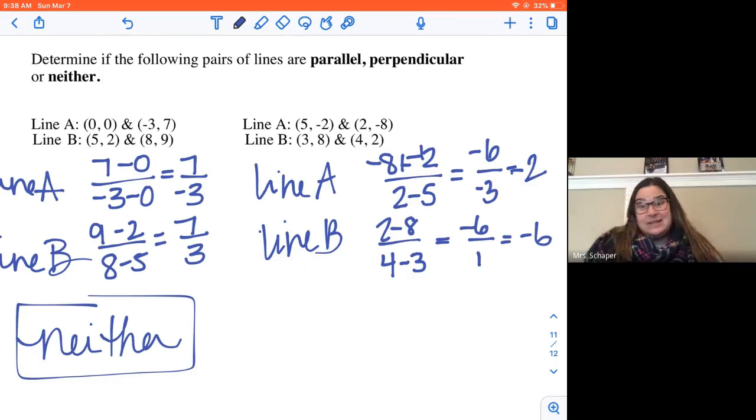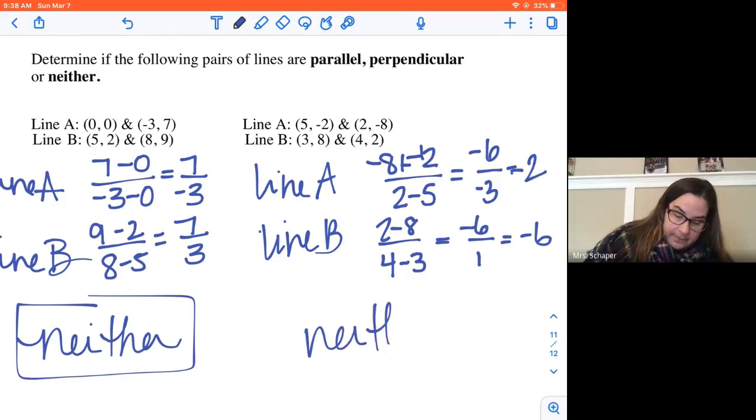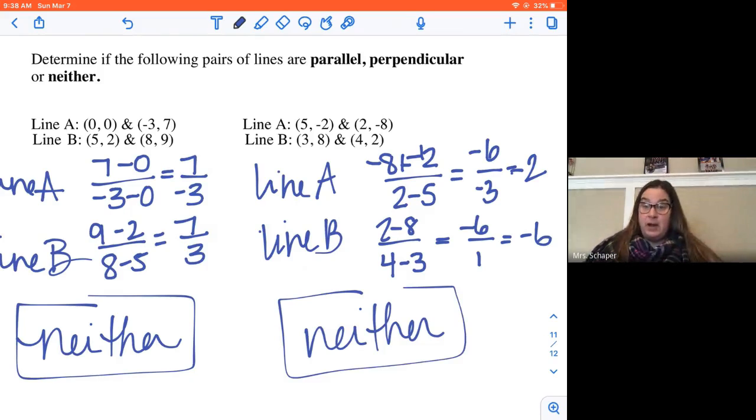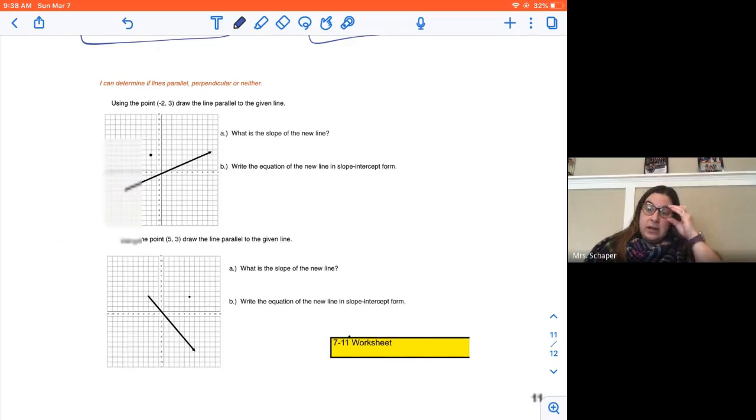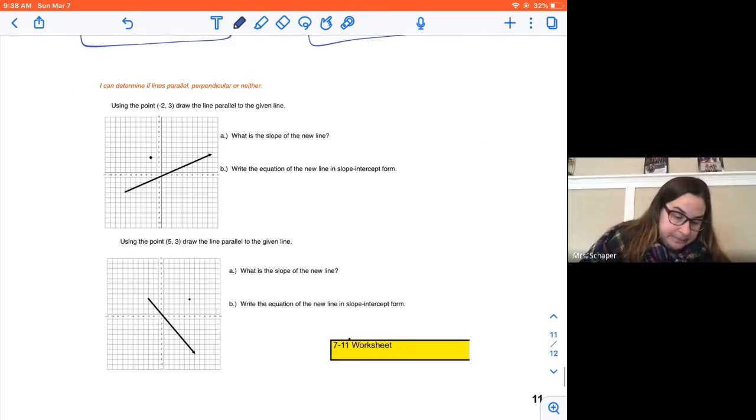They're opposites, but they're not reciprocals. So again, this would be an example of neither. It's neither parallel, same slope, nor perpendicular, opposite and reciprocals. Okay, a little bit more, and then we're going to get you working on your 7-11 worksheet, okay?